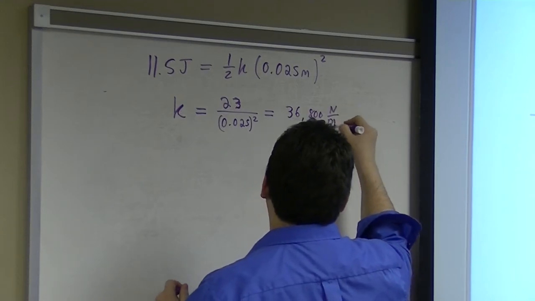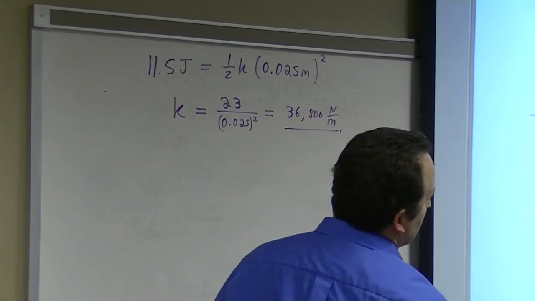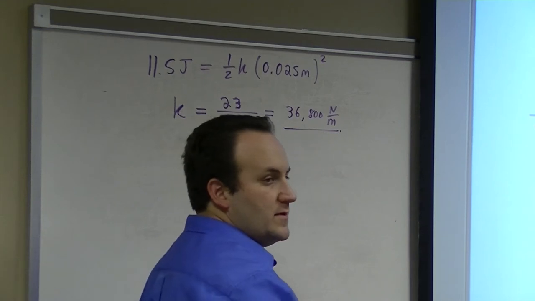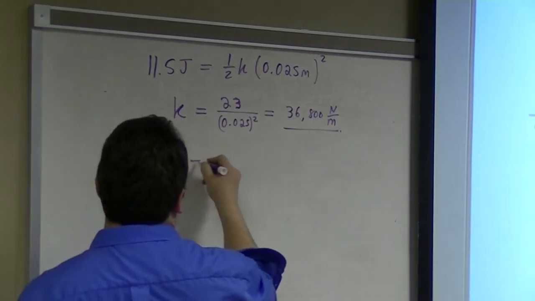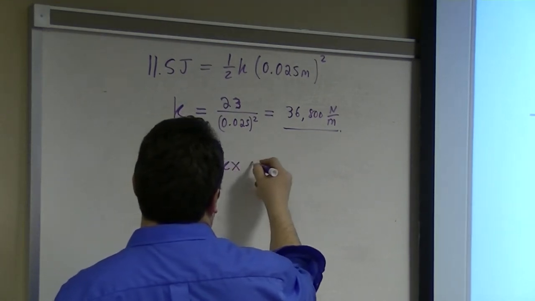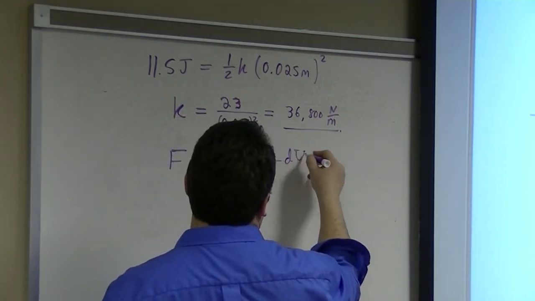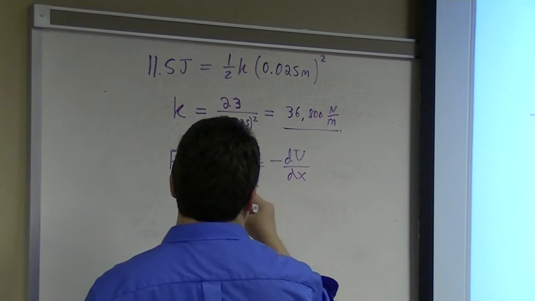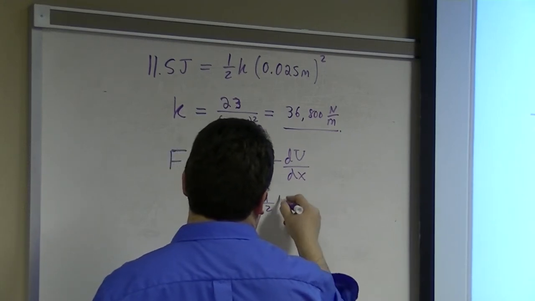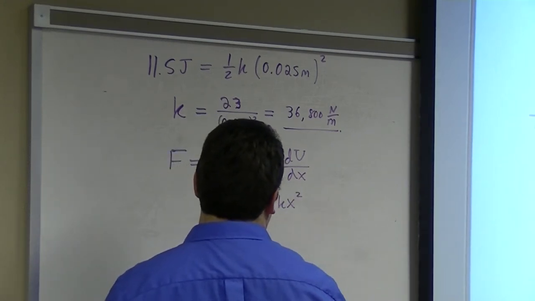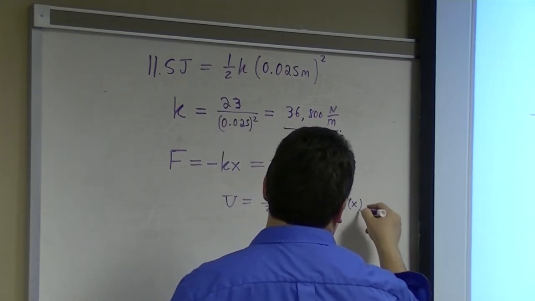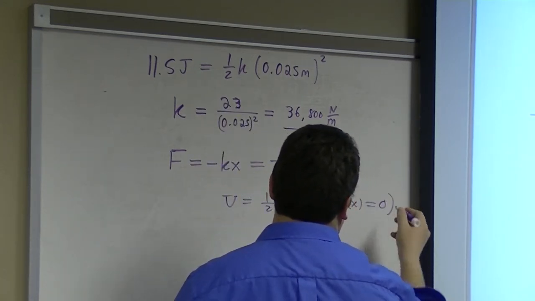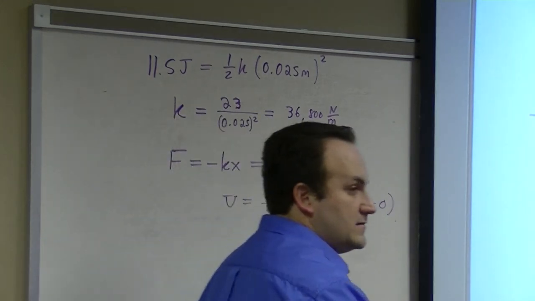Does that help, Jess? I kept getting twice the answer. I think I just forgot the one half in the original part. Yes, the one half is so important because Hooke's law is that the force is equal to minus kx, right? So if that's equal to minus dU/dx, when we integrate, that's where the half comes from. It's equal to one half kx squared when I integrate both sides. And we're assuming that the potential energy when the spring is not compressed is zero. That's just a natural way to set it.